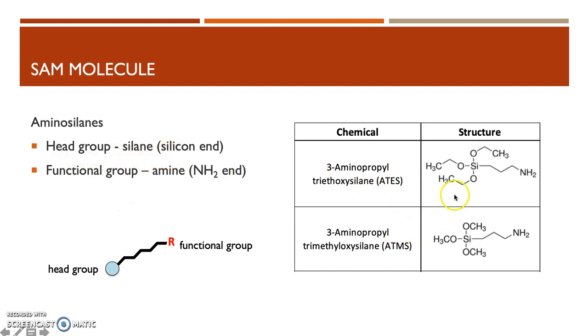If these are our two molecules that we could possibly be using, this silicon and down is the head group. What's really going to covalently bond to the surface is this silicon atom. In the process of covalently bonding, this oxygen and ethyl group are going to leave the molecule and become ethanol, or methanol in this case. And then the functional group, the amine group, the NH2 group, is on the other end of the molecule. Once either one of these molecules is attached to the surface, they will have the same chain length with the silicon, and then 1, 2, 3 carbons, and then a nitrogen.